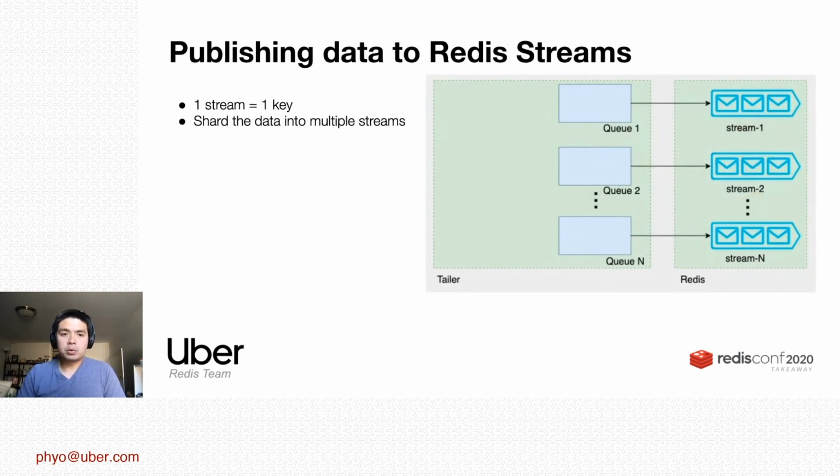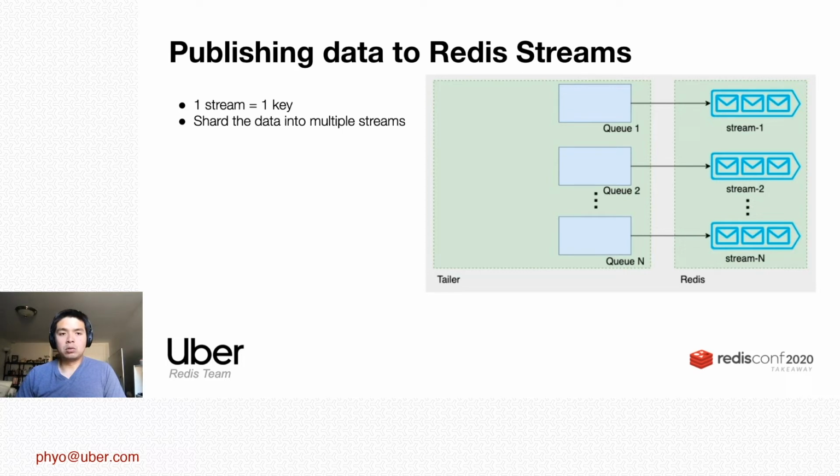I want to mention a very important concept of Redis streams. A Redis stream is a single key inside Redis. What it means is that if we use a Redis cluster, the data inside a single stream will not be sharded into multiple nodes. It's a key and therefore it will stay in a single node. So the publisher application needs to shard the data into multiple streams in order to scale up. If not, all the data will end up in a single Redis key, which is not great. For us, we achieve this by creating queues inside Tailor, and we map each of these queues into a stream key inside Redis.